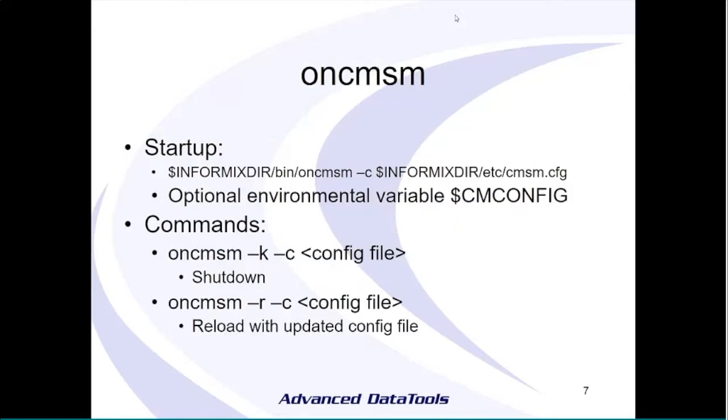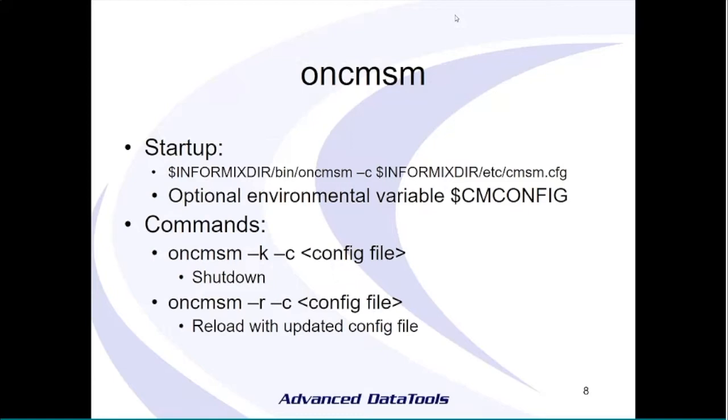So how do we actually run this? The simplest way is just with the on-cmsm binary, and we give it the -c argument, and then pass it the configuration file. Again, the configuration file can be anywhere on your system. I often put it in the $INFORMIXDIR/etc just because it's easier to know it's there, but wherever makes you happy.